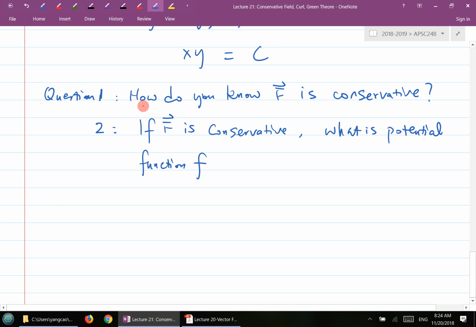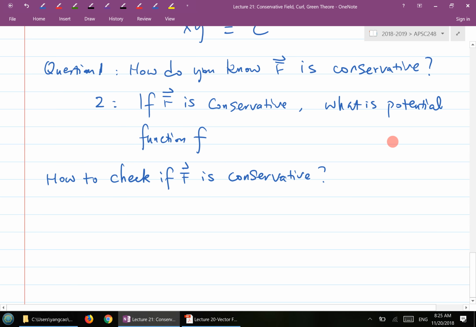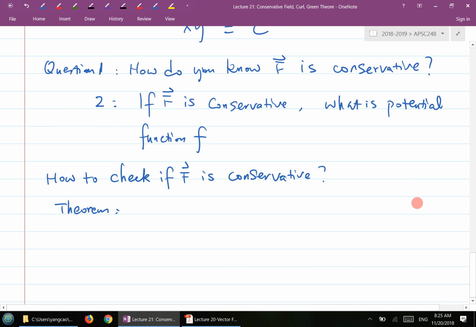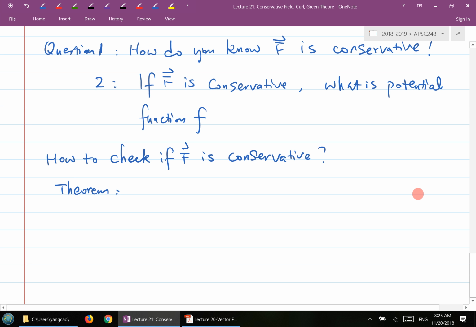So let's answer the first question here. I'll say it differently: how to check if F is conservative? We have a theorem here to guide us in this checking. I will not be able to provide a proof for the theorem. That's a little bit too much out of scope for this class. So we'll just look at the theorem and apply it here.